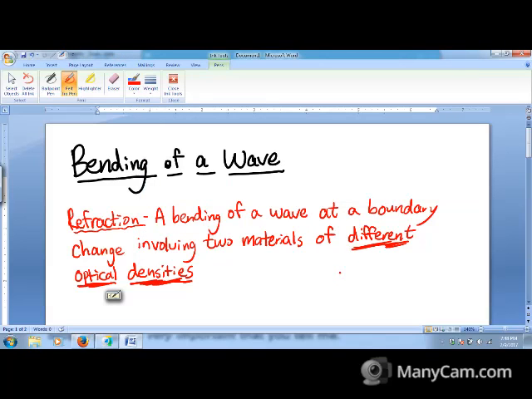In the last video, I introduced refraction as the bending of a wave, and I'm going to spend a lot more time detail-oriented in what refraction actually is. So let's get started with the definition. Refraction, as I've defined it, is a bending of a wave at a boundary change involving two materials of different optical densities. So if you need a refresher on what optical density is, look at my introduction to refraction videos.